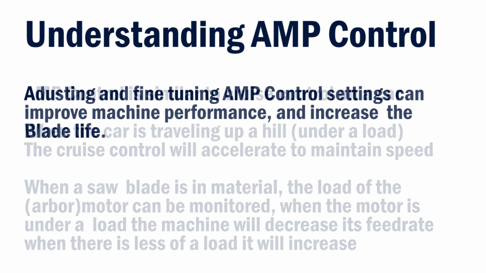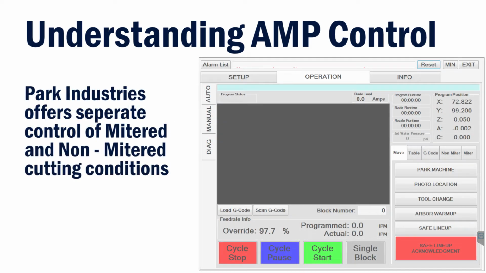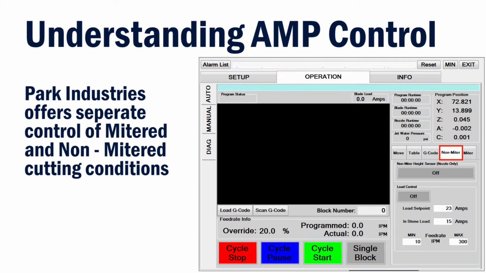These parameters and settings can be adjusted to accommodate your materials, blades, and cutting conditions to increase the performance of your machine and the longevity of your blade. At Park Industries, we offer separate control of both mitered and non-mitered applications. For this example, we'll choose the non-mitered tab.